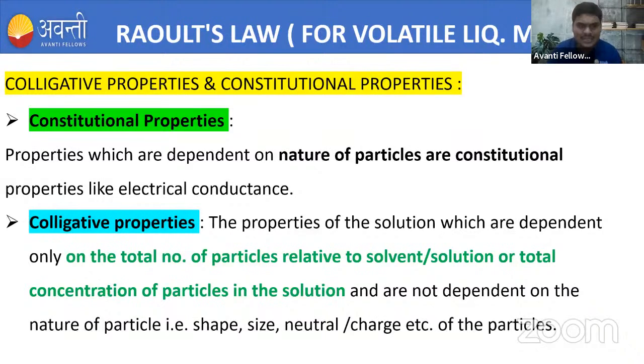So let's understand what colligative properties are and what constitutive properties are. Let's see the definition of constitutive properties first. Basically, those properties which are dependent on the nature of the particle, right? The properties which are dependent on the nature of the particle are called constitutive properties, like electrical conductance, right?